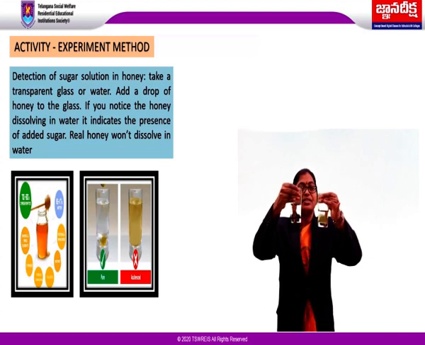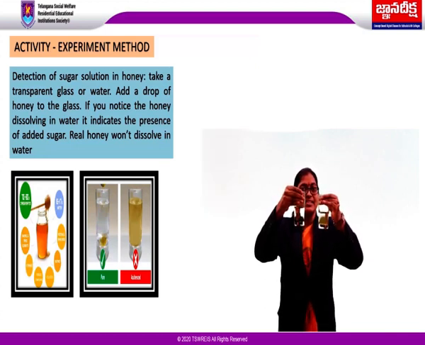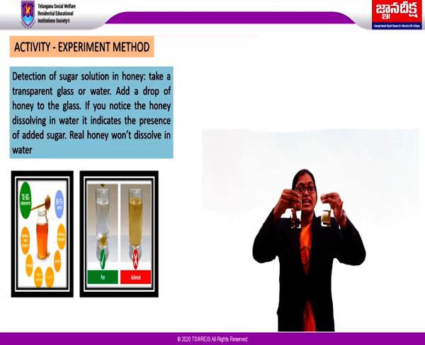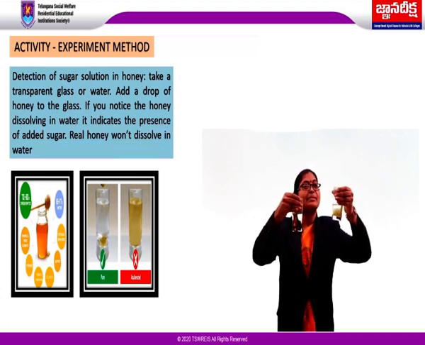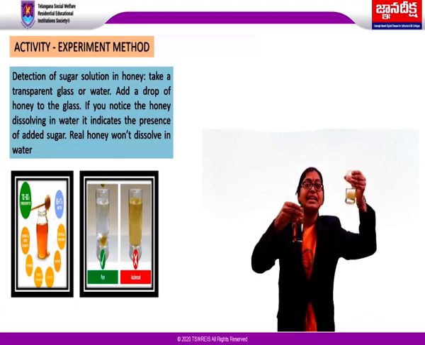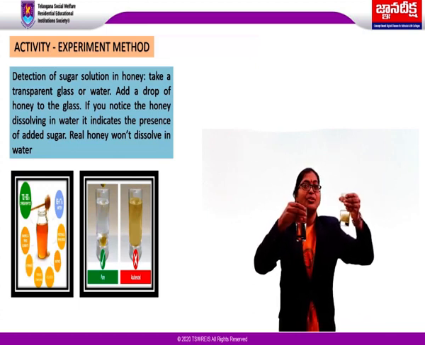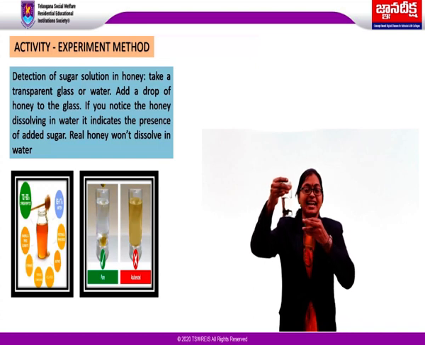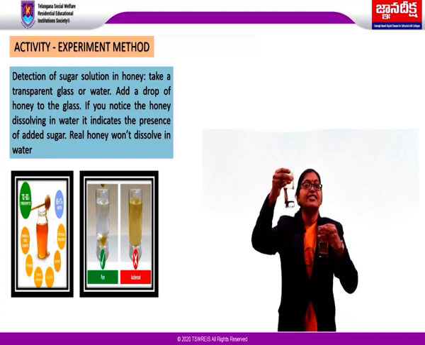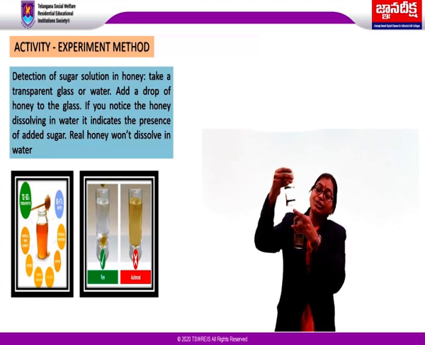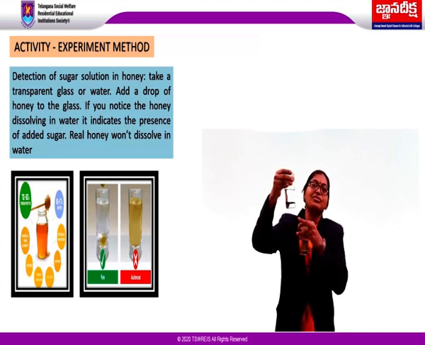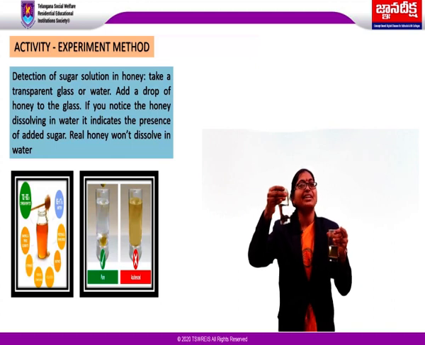So after adding the honey into the two transparent glasses of water, in the left hand the glass of water is completely dissolved with honey. It indicates adulteration of honey. Now in this glass, after adding the honey, it does not dissolve. The honey sticks to the bottom of the glass. It indicates the purity of the honey.